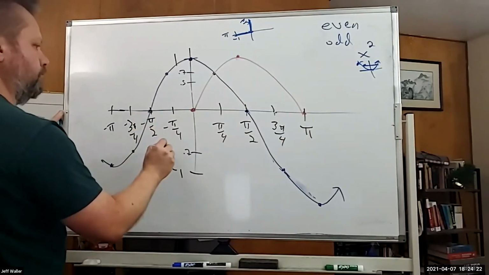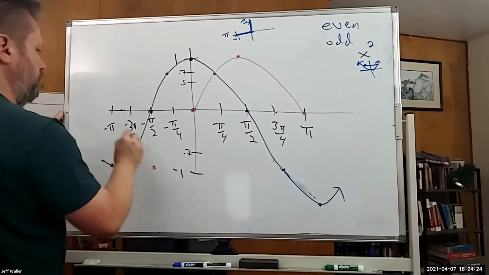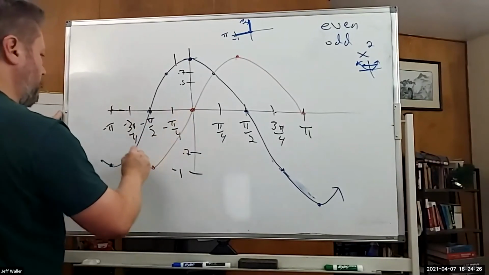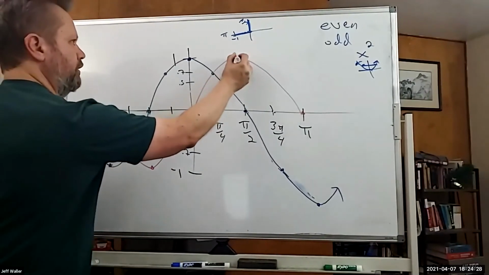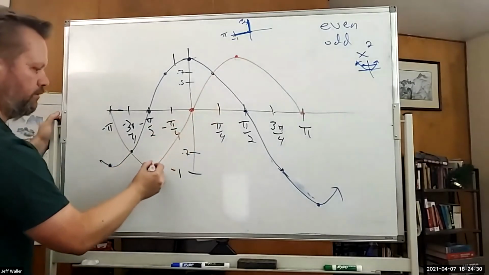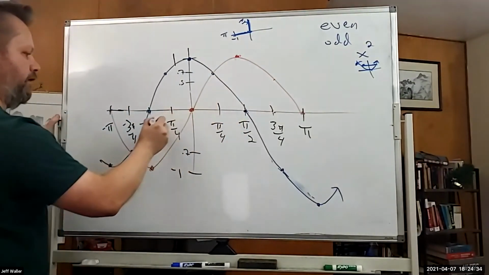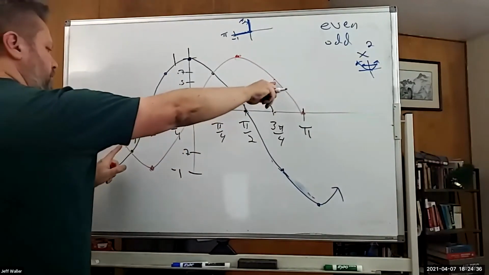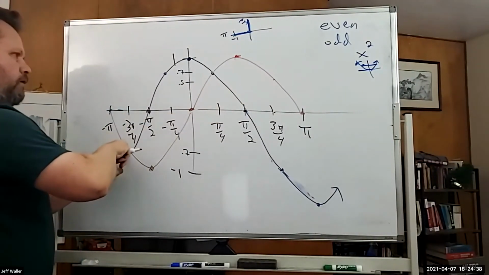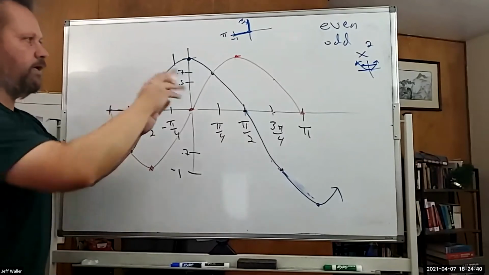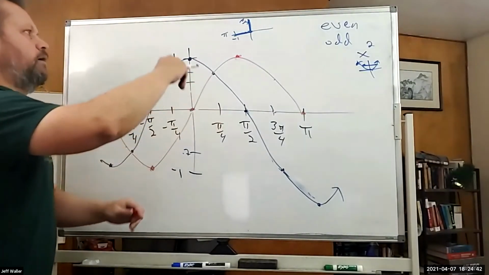Odd. Totally odd. I like it because odd symmetry is through the origin. Right? I don't know if you guys remember. So if I go through the origin, I arrive at the same point on the other side. So sine has odd symmetry.